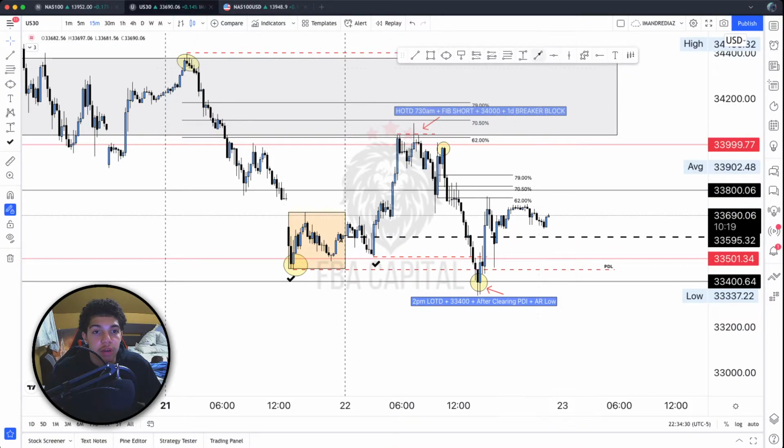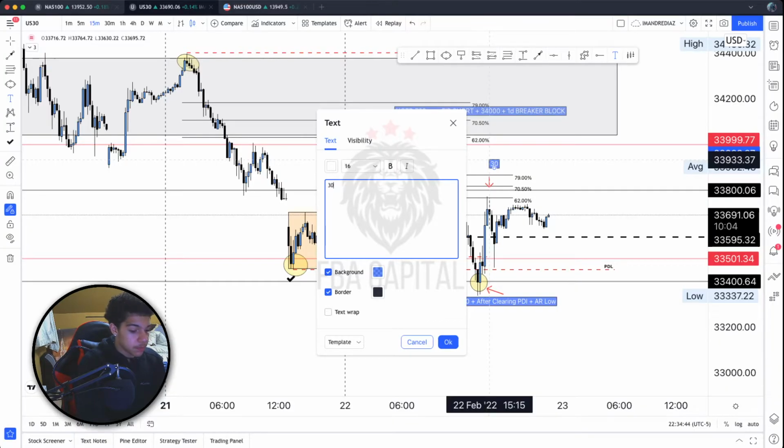So you see right here, you get the 62% retracement of the fib short. At what time? This is about 14, which is 2, so about 3 p.m. So at around 3 p.m., we had a potential fib short where you could have ideally got a potential reentry.